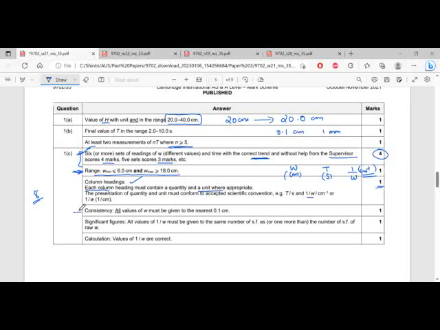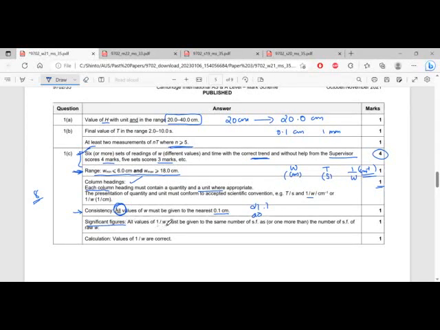Now, this is very important, which you may often forget: the consistency. Remember, you are using your meter scale, and the least count of the meter scale is 0.1 centimeter. So all the values they have underlined here in all these marking schemes that they have published must be to the nearest 0.1 centimeter. You're not supposed to write 21.1 and then 20 just like that. All these values should be to the nearest 0.1 centimeter.